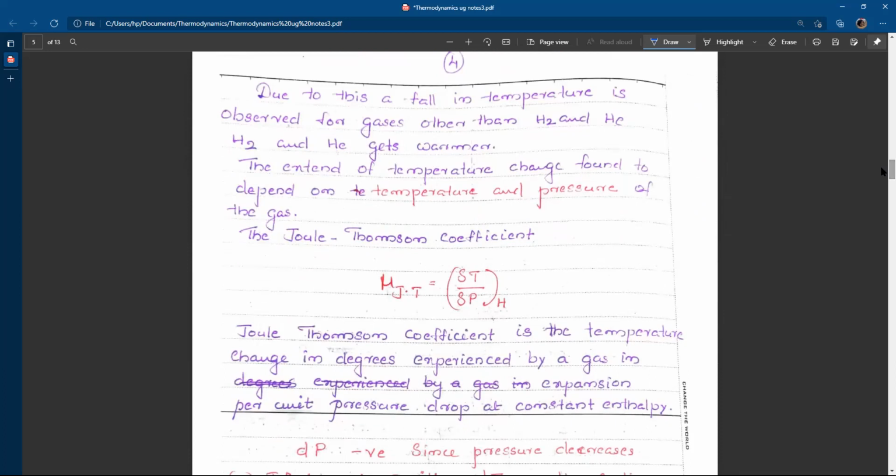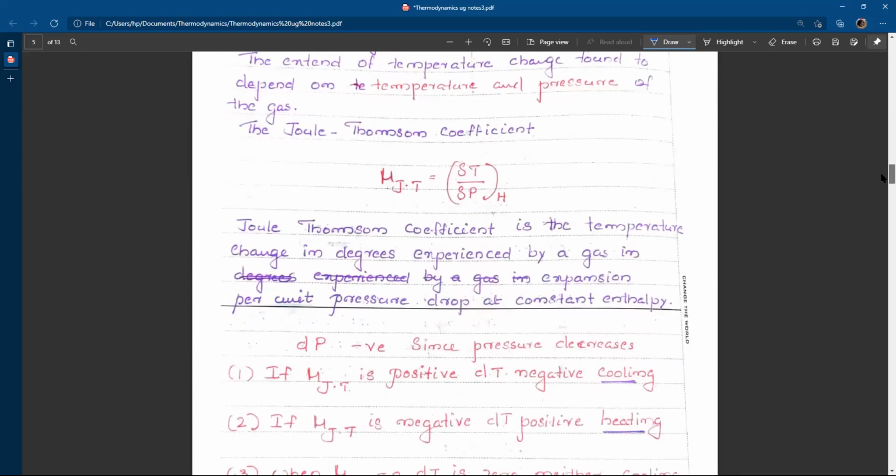Joule Thomson effect is the change in temperature with change in pressure. So dou T by dou P at constant enthalpy. This is the Joule Thomson coefficient. We define it as the temperature change in degrees experienced by a gas in expansion per unit pressure drop at constant enthalpy. This is often asked in exams.